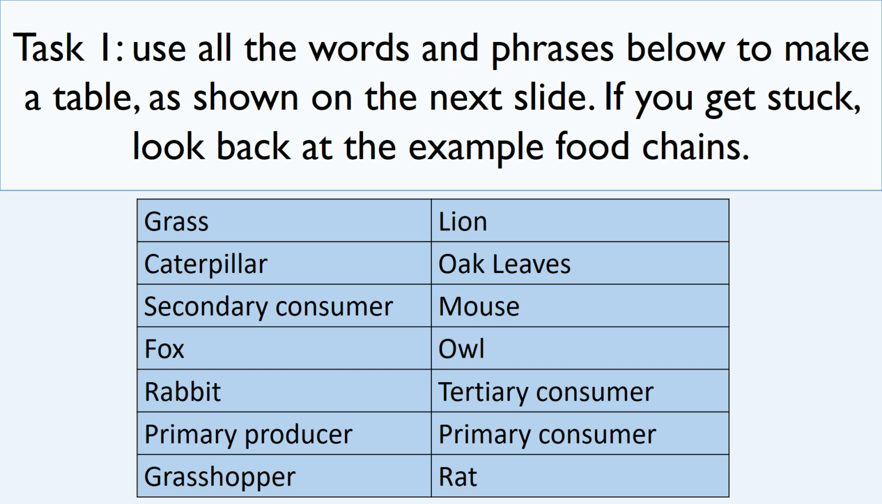So I would start with the labels at the bottom. You can see there it's got primary producer, secondary consumer, tertiary consumer, primary consumer. Put those labels in, and then see if you can work out what goes where. As a hint, the bigger the animal, the more likely it is to be a tertiary consumer, or certainly a secondary consumer. Obviously, if it's a plant of any sort, it will be a primary producer.